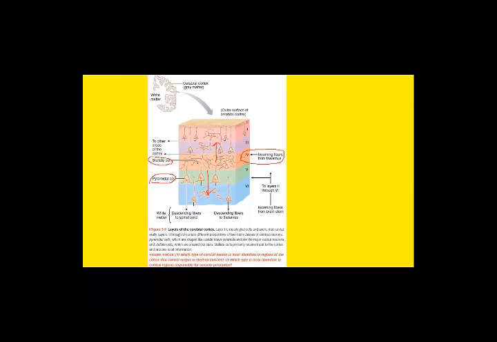And the granular cells or the stellate cells, they are responsible for receiving the input via layer 4, and then these axons, they travel either upwards or downwards, and they release either excitatory neurotransmitters, for example glutamate, as well as inhibitory neurotransmitters like gamma aminobutyric acid.